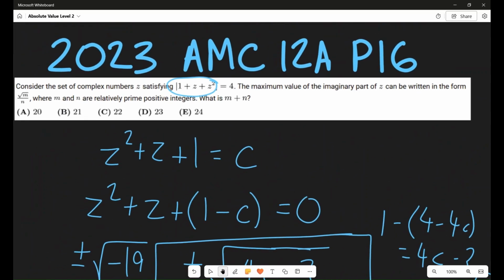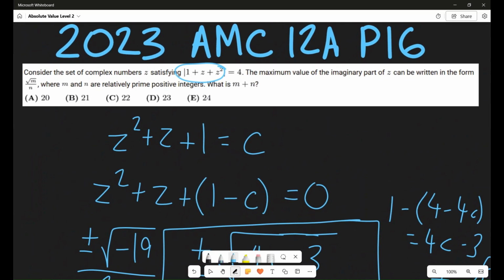We go back to the question, it says, what is m plus n? So that's basically 19 plus 2. Comes out to 21, and that's our final answer.